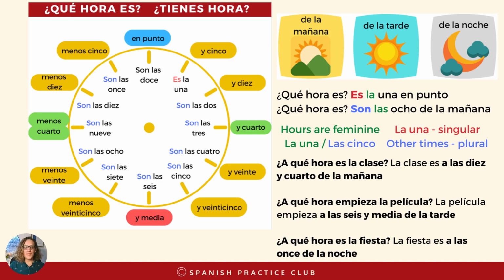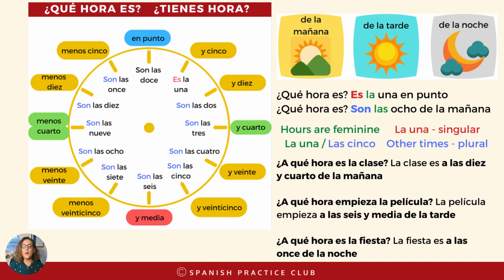At the top of that infographic, we've got 2 questions. So these 2 Spanish questions allow you to find out about the time of the day in Spanish. We have ¿Qué hora es? What time is it? Or we can also ask ¿Tienes hora? Have you got the time? ¿Qué hora es? Or ¿Tienes hora? So with these 2 questions, when you ask, you will extract that information from the person who is listening.